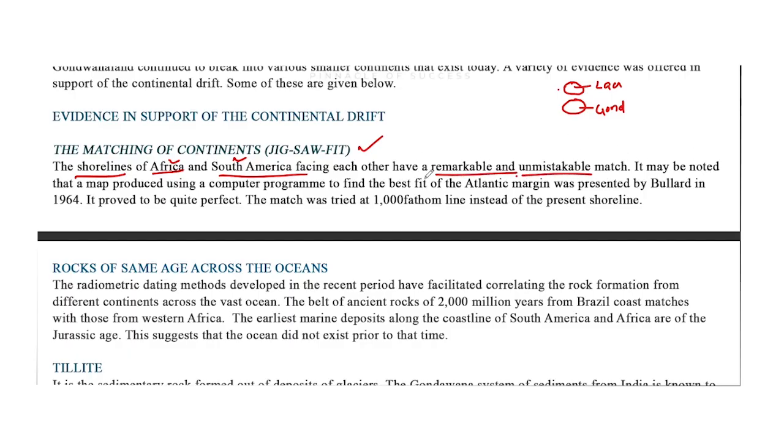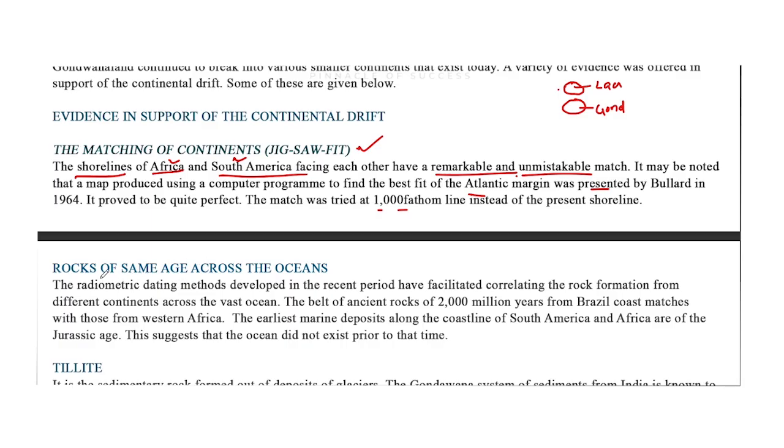It may be noted that a map produced using a computer program to find the best fit of the Atlantic margin was presented by Bullard in 1964. It proved to be quite perfect. The match was tried at 1000 fathom lines instead of the present shoreline. So that is the first one, the matching of continents, that is, jigsaw fit.